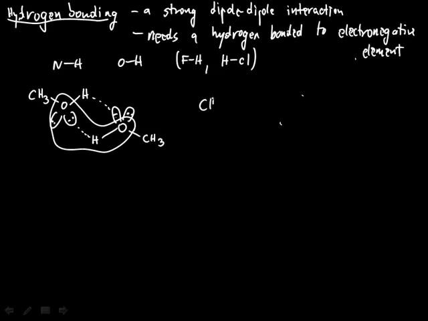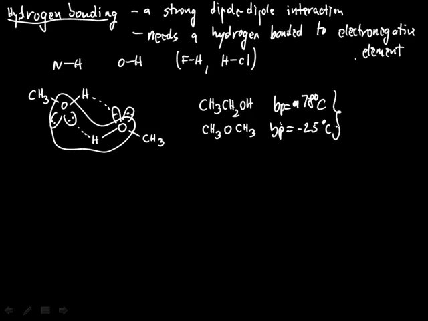For example, if you look at ethanol, the boiling point of this is plus 78 degrees centigrade. But if you look at an isomer, which just has this oxygen moved in the middle, the boiling point here is minus 25 degrees. So this is a difference of about 100 degrees, and this is solely a consequence of hydrogen bonding, since this molecule, known as dimethyl ether, has no hydrogens directly bound to an electronegative element.